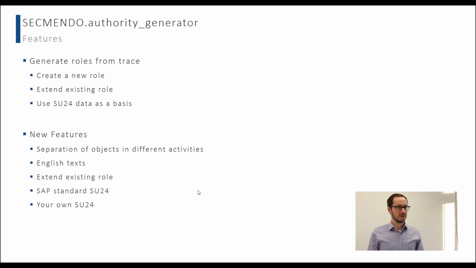Now the features in summary are: I can generate a role out of a trace with a few clicks. I can create a new role, extend an existing role, use the SU24 data as a basis for the role. And the new features in this version are the separation of objects in different activities, English text for the menu, I can extend an existing role, and use the SAP standard SU24 data, or I can choose my own SU24 data from my system to generate my roles. Now you see how easy it was to generate a role from a trace instead of doing it manually.